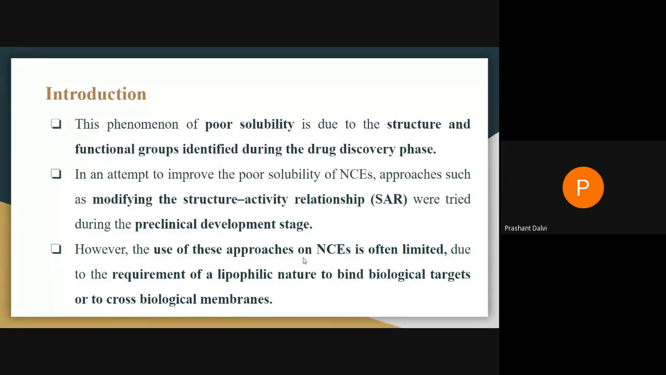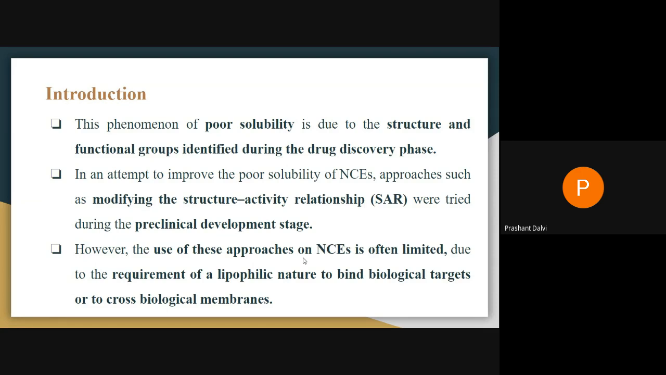Okay, during the preclinical trials, we can modify their structure activity relationships and try to improve the solubility of the drugs. But there are certain limitations in the improvement of aqueous solubility of these new chemical entities during the preclinical development stage. That is the most important requirement, that is lipophilic nature to bind the biological target, the biological membrane, to cross the lipid membrane.